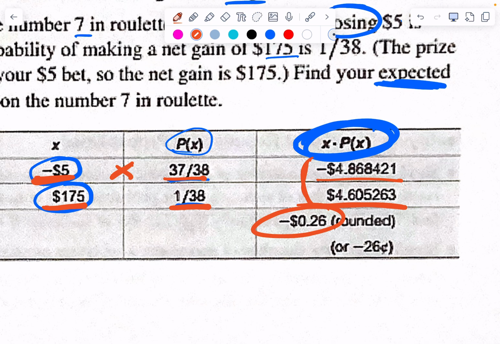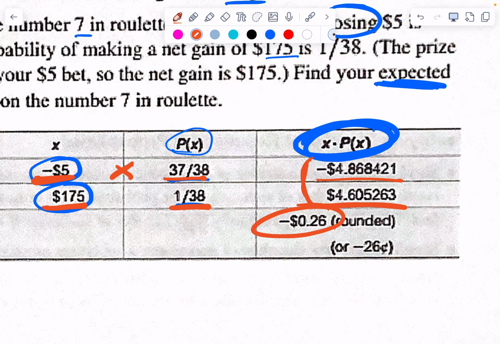So if you play this a bunch of times, it will average out to be that you are losing 26 cents per time. Now, there are going to be times that you are going to win, right? You might win 1 time, if you play a bunch of times. But if you average all the times that you play, it will come out to be that you are losing 26 cents every time.